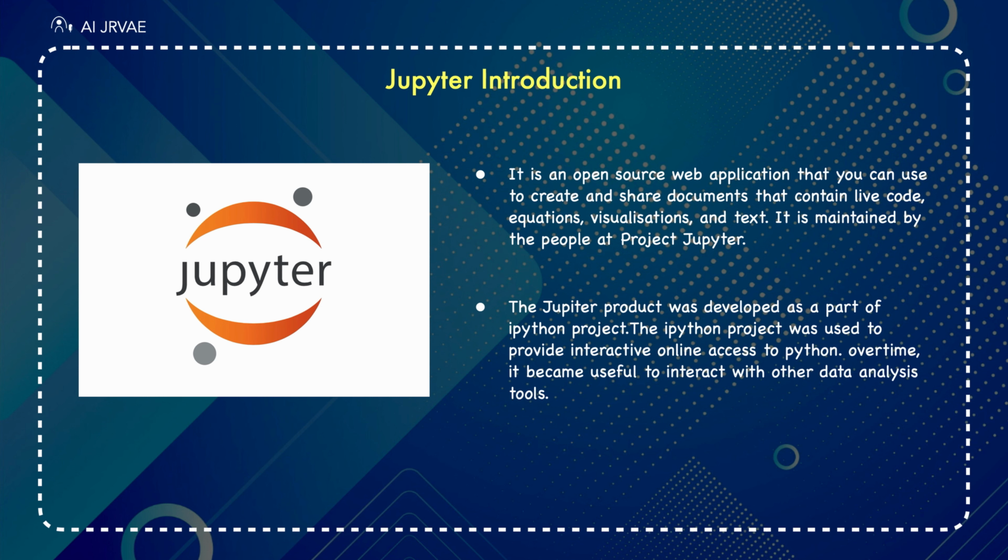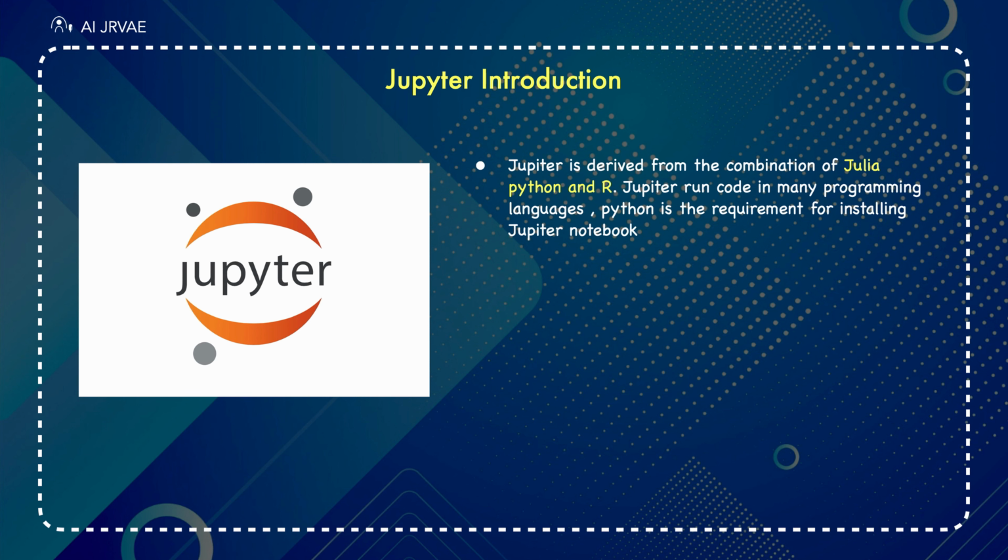The Jupyter project was developed as a part of the IPython project. The IPython project was used to provide interactive online access to Python. Over time, it became useful to interact with other data analysis tools. Jupyter is derived from the combination of Julia, Python, and R languages. Jupyter runs code in many programming languages. Python is the requirement for installing Jupyter Notebook.